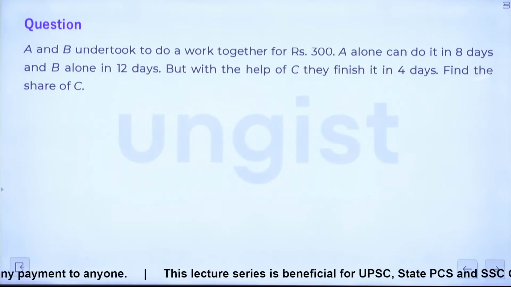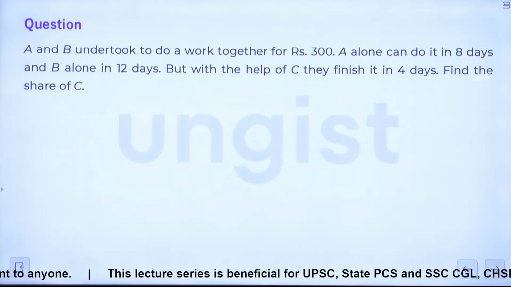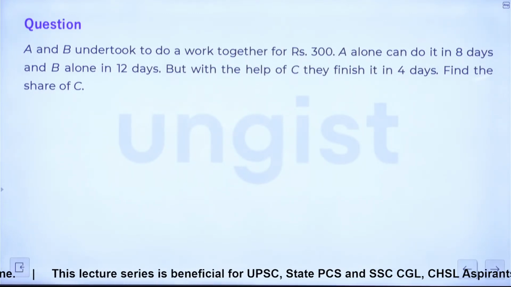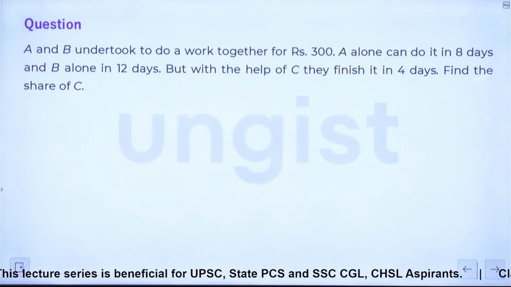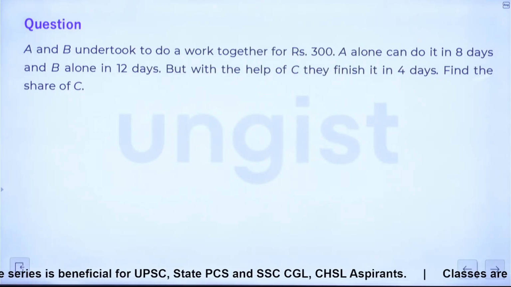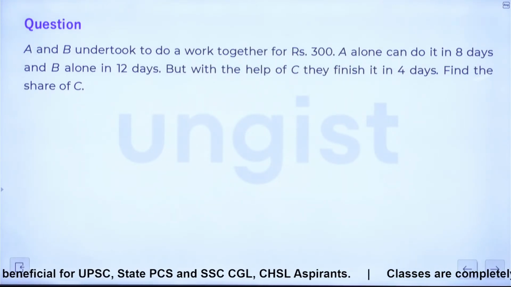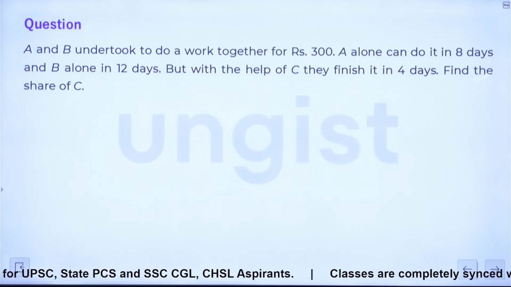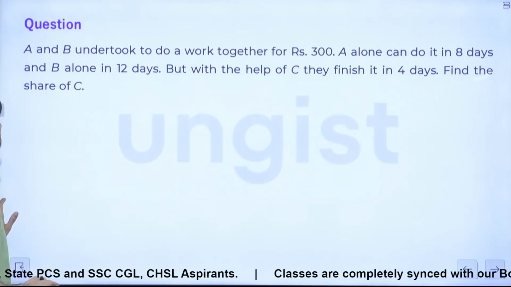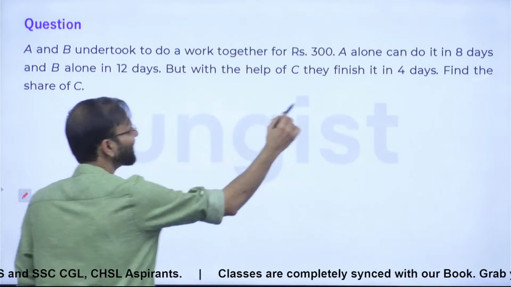50%. Yes. A को कितना मिलना चाहिए? 150. Very good. B ने कितना काम किया? 1/3. कितना मिलना चाहिए? 100. What is left? 50. 50 should be given to C. Done. हो गया. देखिए कितना सिंपल है.